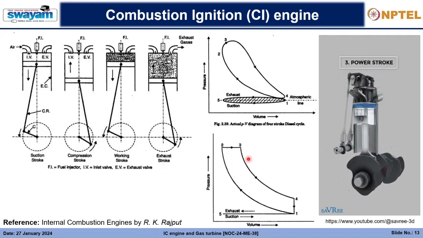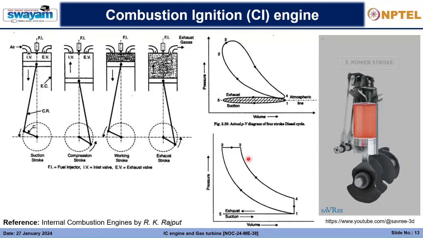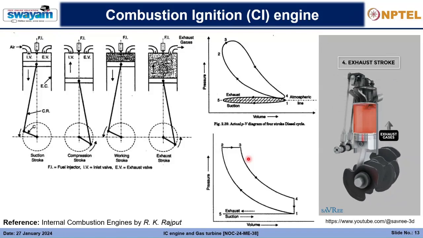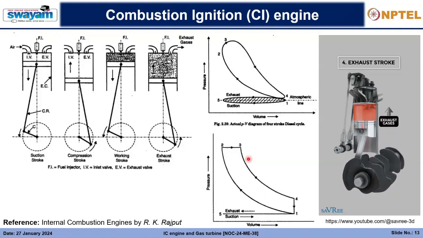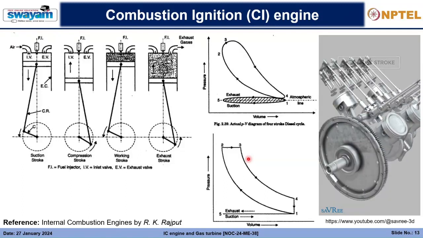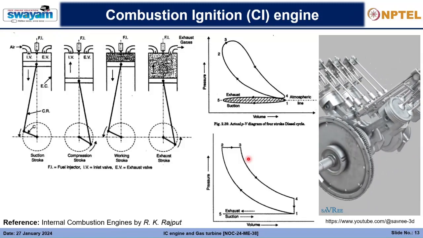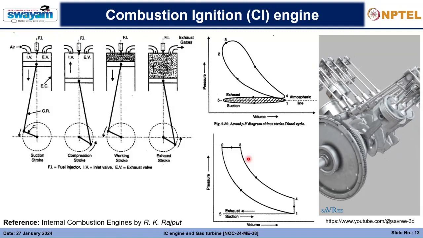Power stroke. Fuel is injected and the air-fuel mixture ignites due to the increased pressure and temperature within the cylinder. This causes a controlled explosion. The expanding gases force the piston downwards. Exhaust stroke. The piston moves up, forcing the exhaust gases out of the cylinder via the exhaust gas valves. The four strokes repeat themselves over and over again, generating power, then transferring it to the load.